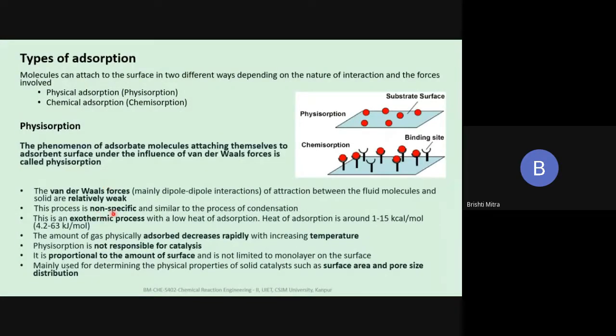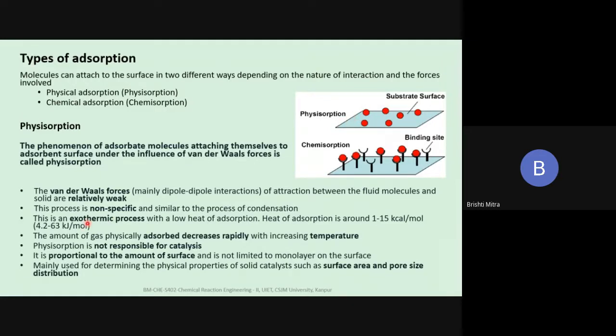The second point is that this process is non-specific. That means any kind of fluid can become physisorbed on any surface. So there is no specificity. It is not like a particular fluid will only attach to a particular solid. Anything can adsorb anywhere. This is like the process of condensation. For example, when you have condensation on a surface, all you need is the temperature to be lower than your saturation temperature, and the gas will become like a liquid. So it is something like that, where molecules keep on attaching at different parts of the substrate surface.